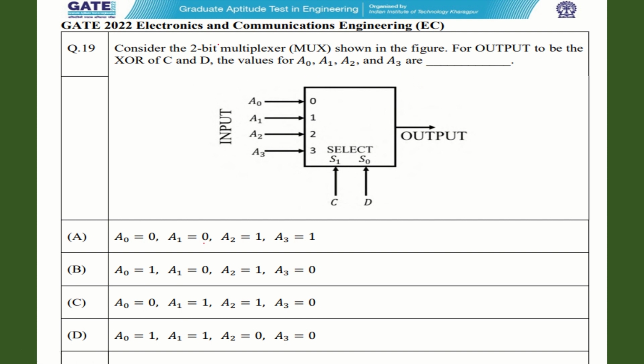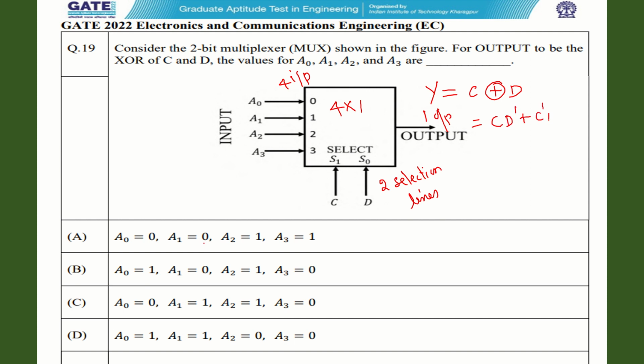So it is a 2-bit multiplexer, that means it is a 4/1 MUX because we have 4 inputs and 2 selection lines and 1 output line, and this output can be taken as y, and y must be equal to the XOR of C and D. So XOR of C and D can be expanded as CD' plus C'D, but we can put the table for this.